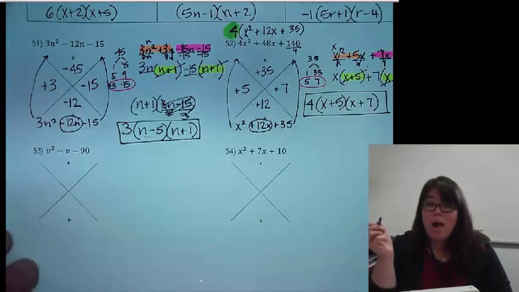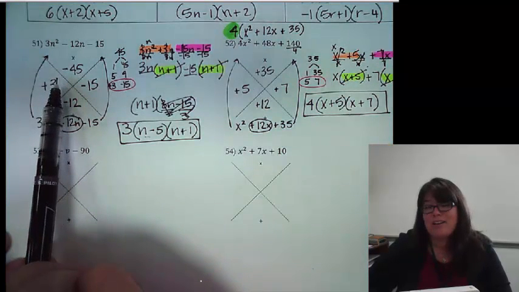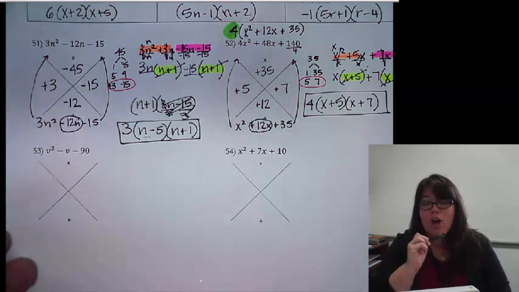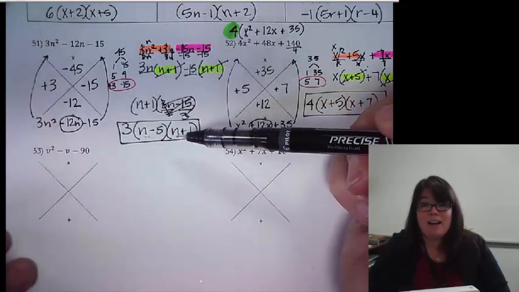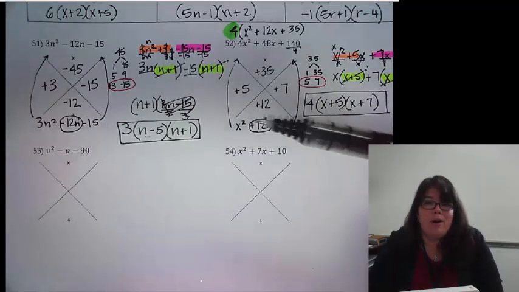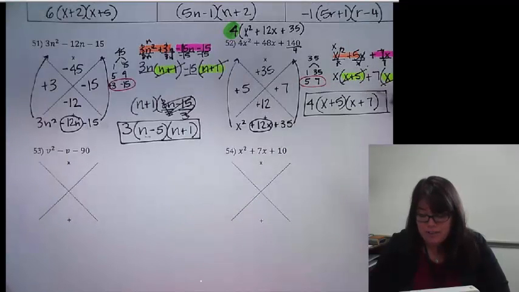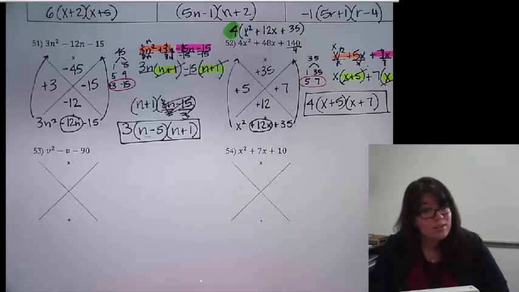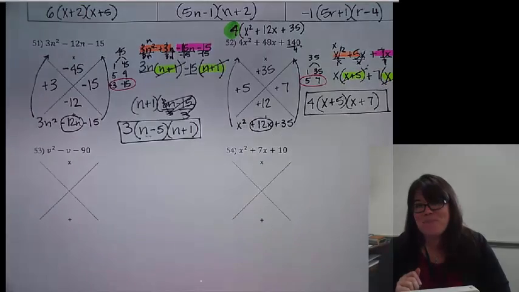Now, if you want, pause the video and try this again, but this time factor out the greatest common factor in the beginning. What you'll find is it'll end up being the same exact factors, because that's what factoring is. It's just breaking it up into smaller parts. Okay? So that takes care of 51 and 52. Why don't you try 53 and 54, pause the video, and then come back when you're all done to see if you got it right.